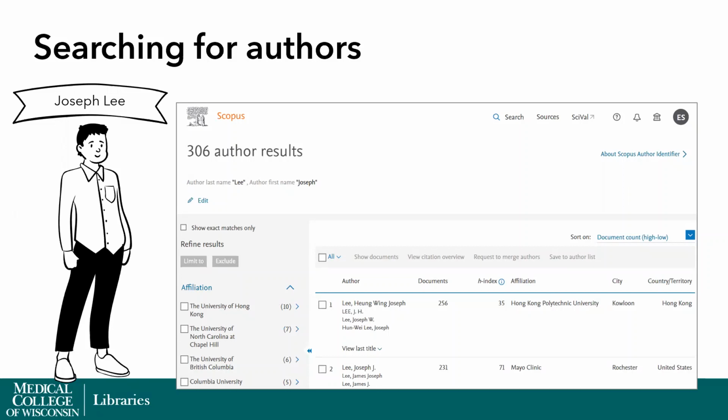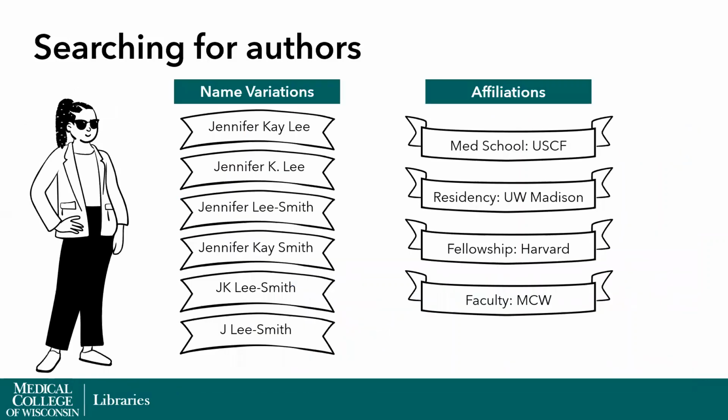In another scenario, you might have a person on your team who sometimes uses their middle name when they publish and sometimes uses an initial. People on your team may undergo name changes and their publications may reflect that. They may use one version of their name and then a later version of their name. People on your team may also be coming from different institutions, different medical schools, different residency and fellowship programs. So linking affiliations to that name can be a challenge.